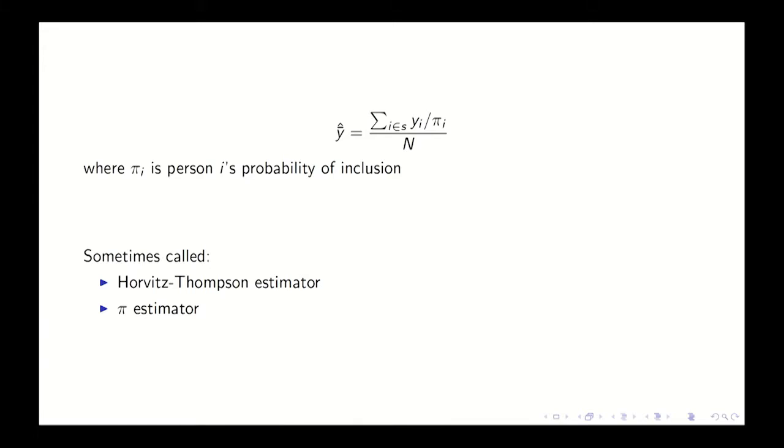A way to write that down: let's say y is whether someone is unemployed or not. Basically this is a weighted average of all the sample y's, and then we divide by the number of people. So the key is we don't take a simple mean, we take a weighted mean. This estimator is sometimes called the Horvitz-Thompson estimator or the pi estimator. It comes up over and over again, where you weight people by the inverse of their probability of inclusion. So people who are less likely to be included get more weight. People who are more likely to be included get less weight.